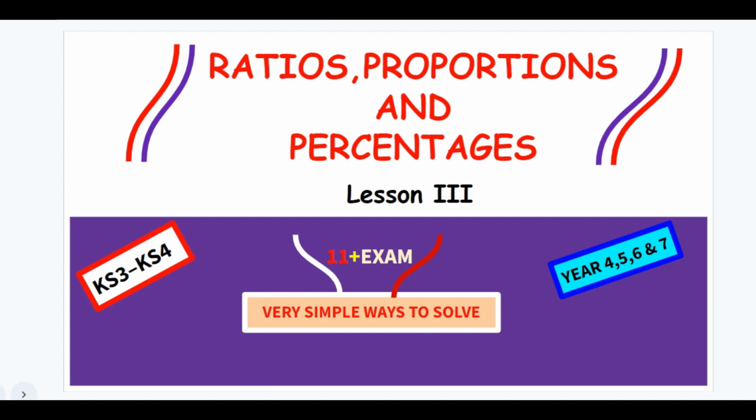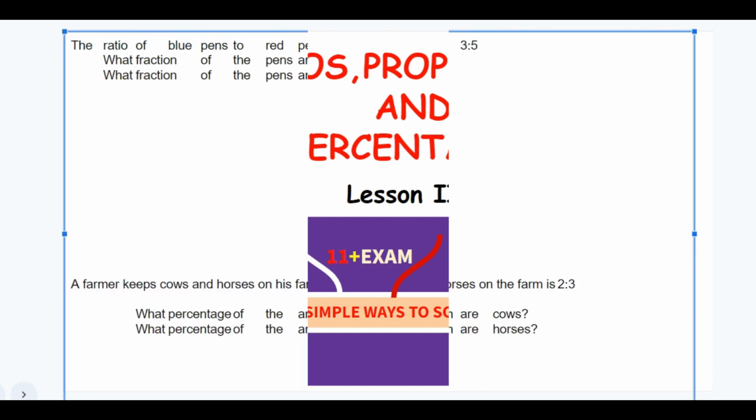Welcome to your class, and this is your third lesson of ratios, proportions and percentages. So today we are going to learn how you can change your ratios into fractions and percentages. Okay. Now look at this question.